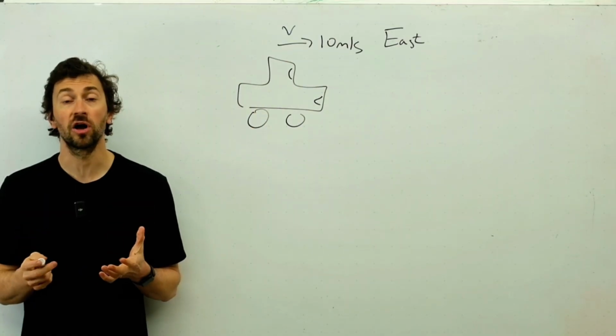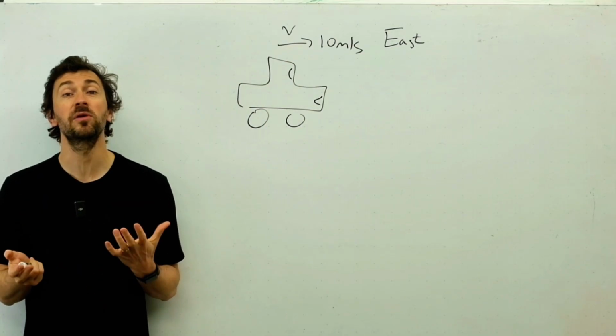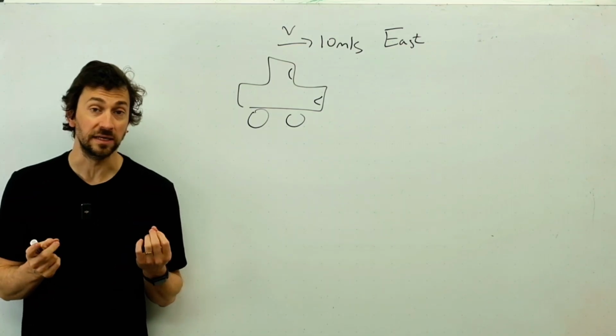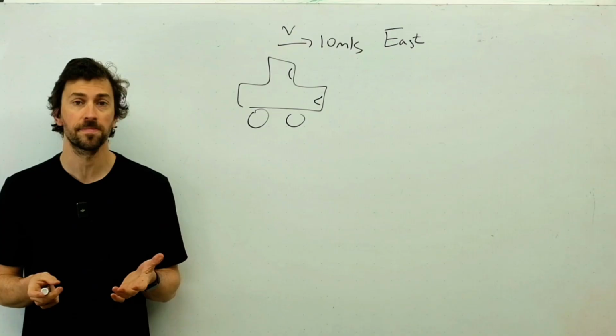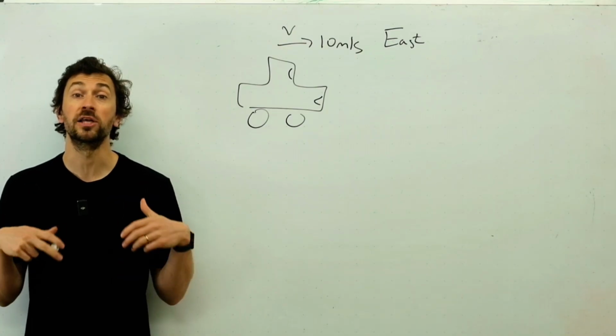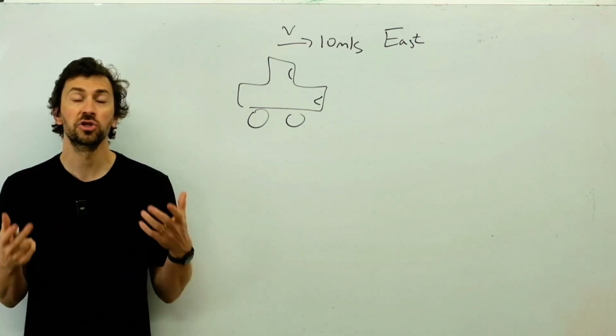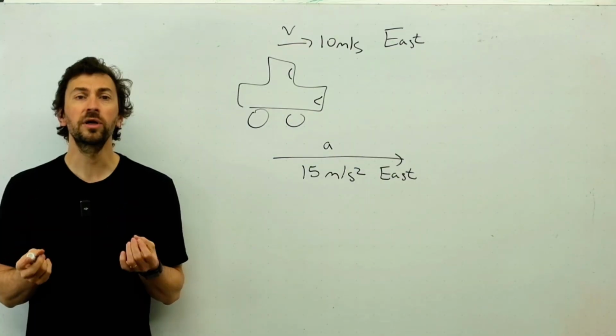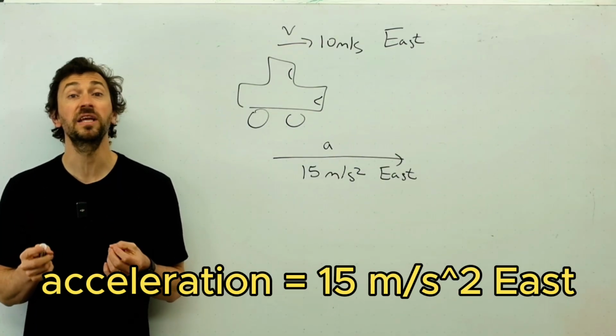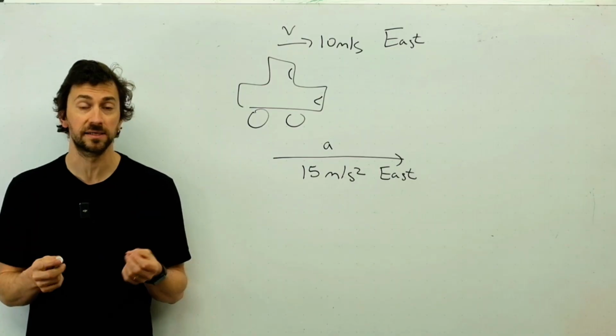So let's say there's a car that's traveling on the road at 10 meters per second and it's going east. So its velocity vector is 10 meters per second east. And it just got on the highway, so it's starting to accelerate. So we could say it's going to be accelerating eastward. So we could say that it's accelerating at 15 meters per second towards the east.